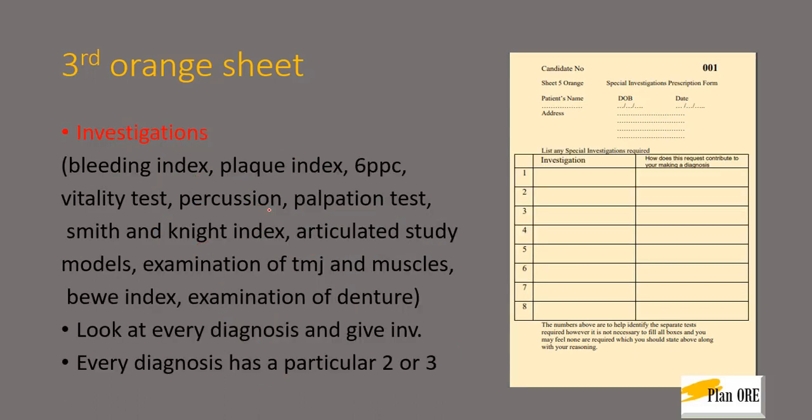Once you have finished the second orange sheet, you come to the third orange sheet where you need to list investigations. These are certain tests like the indices or the vitality, percussion, palpation tests or the examination and so on. For every diagnosis, there are a particular 2 or 3 investigations, and the more you practice, the more you remember them, and it becomes easier for you to write them down just by looking at your diagnosis.